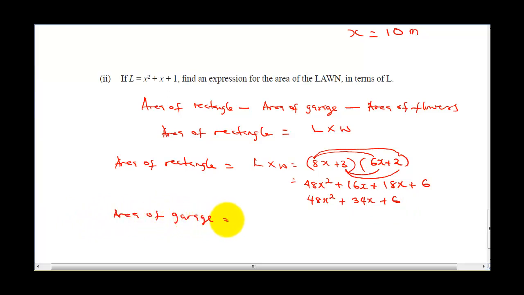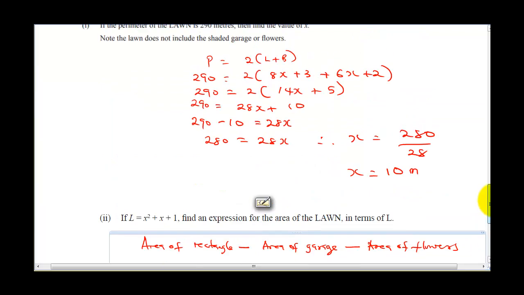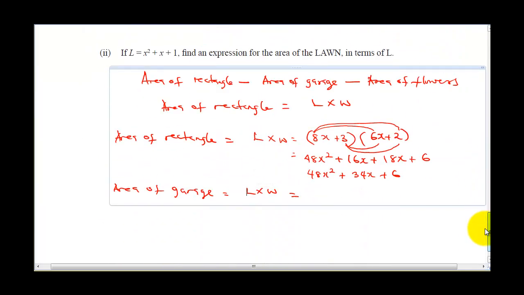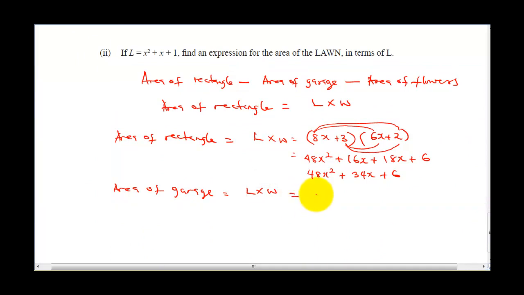Okay, so the area of the garage is still the same thing as length times width, and that's going to give us 2x plus 1 times 3x minus 2. So this is going to be 2x plus 1 times 3x minus 2. So same thing applies. 2x times 3x is going to give us 6x squared.